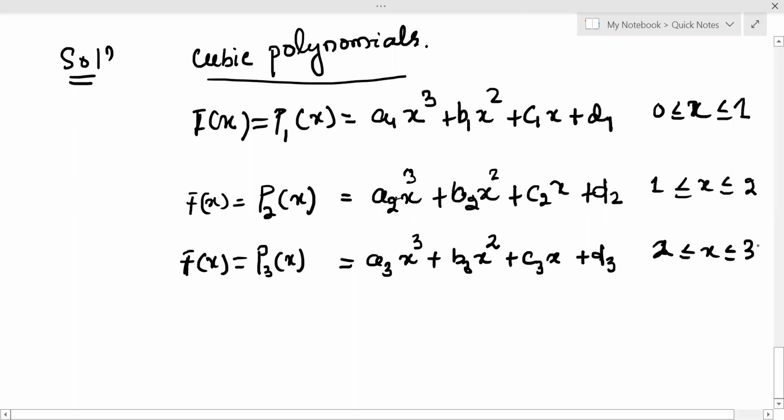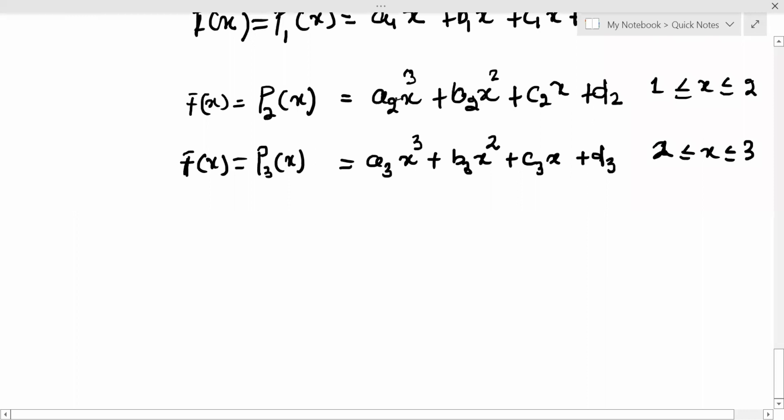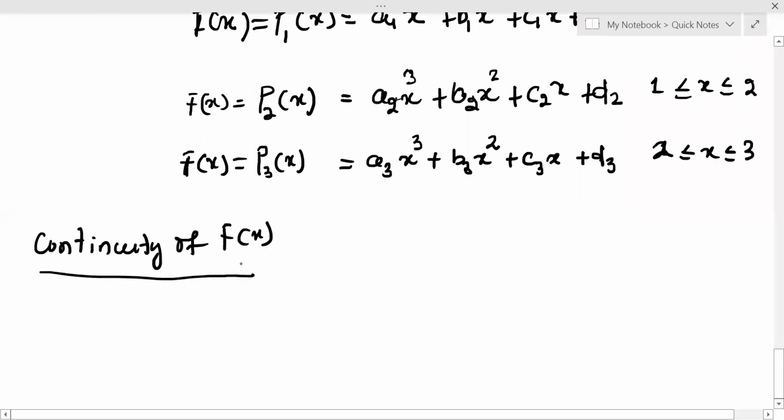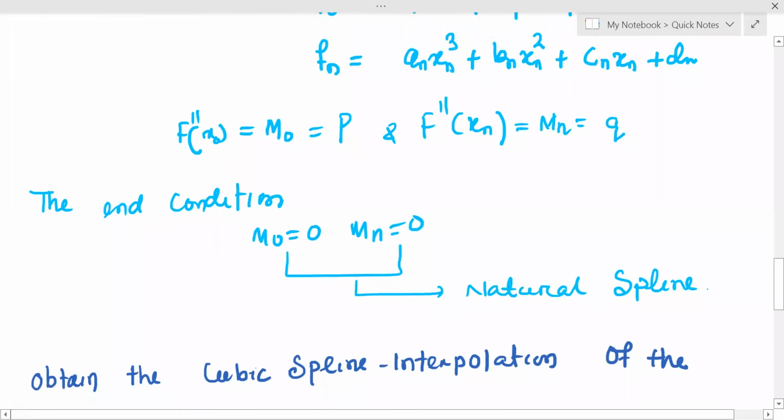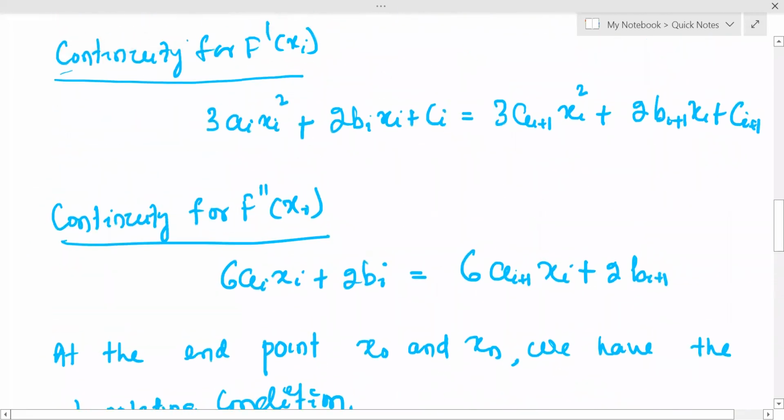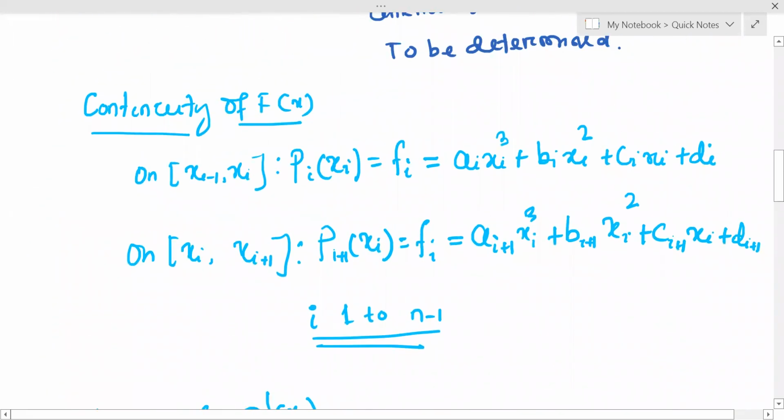And the continuity property I have already mentioned, now to apply here. Continuity of f(x). First, we have to apply the continuity of f(x). You see, I have written here the continuity property of f(x). This is the first.